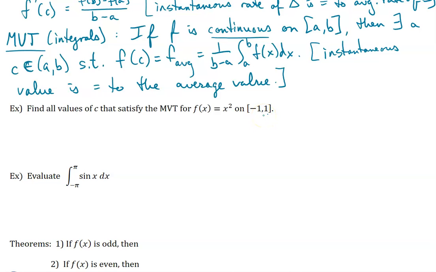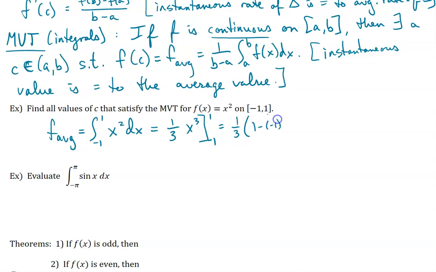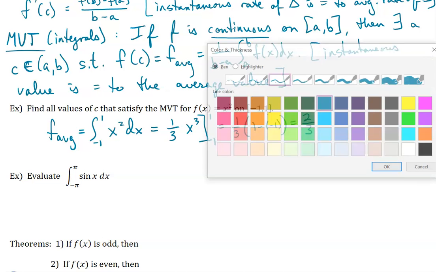All right, so the average value is the integral from, in this case, -1 to 1 of x squared dx. So using the second fundamental theorem to evaluate, we've got 1/3 x cubed evaluated from -1 to +1. So 1/3 times 1 minus -1, which is 2, so 2/3. So the average value of the function is 2/3.